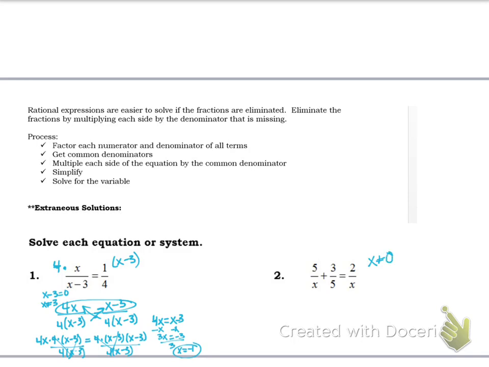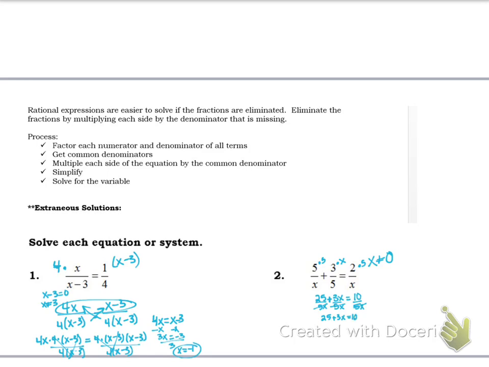And now let's get them all to have common denominators. So we need them all to have 5x in the bottom. So he's missing 5, he is missing x, and he is missing 5. So I'm going to get 25 plus 3x is equal to 10. And then they're all over 5x. Okay, once they have those 5x's, they are gone. So I really have a 25 plus 3x equals 10, and I'm just solving.